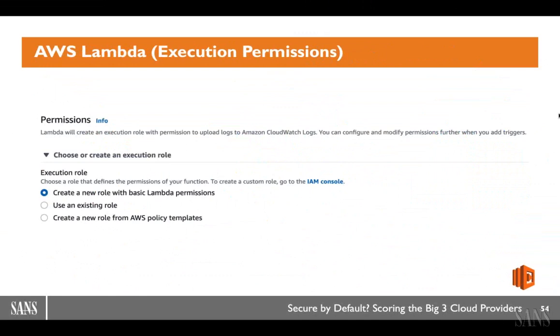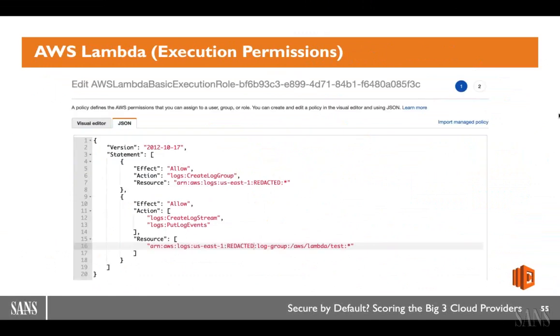In order to run Lambda, we have to give it an IAM role. So this is the default selection on the wizard for creating a Lambda in AWS. This piqued my interest: create a new role with basic Lambda permissions. Basic Lambda permissions, eh? Let's just see about that. So it turns out, actually, it's pretty basic.